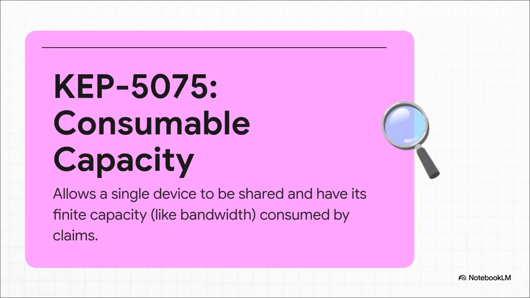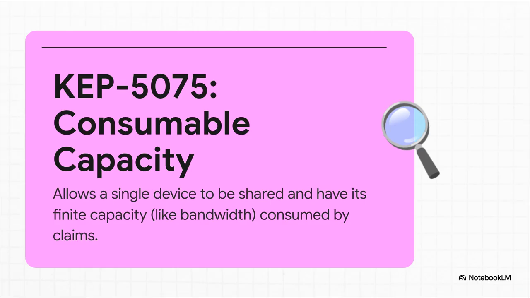The second major enhancement, KEP 5075, is all about sharing and implementing quotas. Many of the most valuable resources, especially in the networking world, aren't single indivisible units. Instead, they represent a pool of finite capacity. The most obvious and universal example is bandwidth. A 100 gigabit network card has, well, 100 gigabits per second of bandwidth.